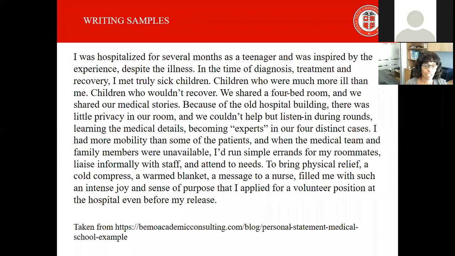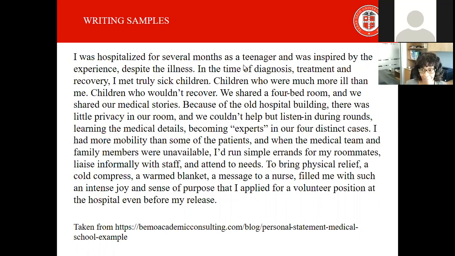Okay, thanks, Dustin. So again, this is a paragraph from a medical school personal statement. And as we're reading through it, pay attention to what's going on here, because I'm going to ask you about the purpose of this paragraph. What's the writer trying to do here?